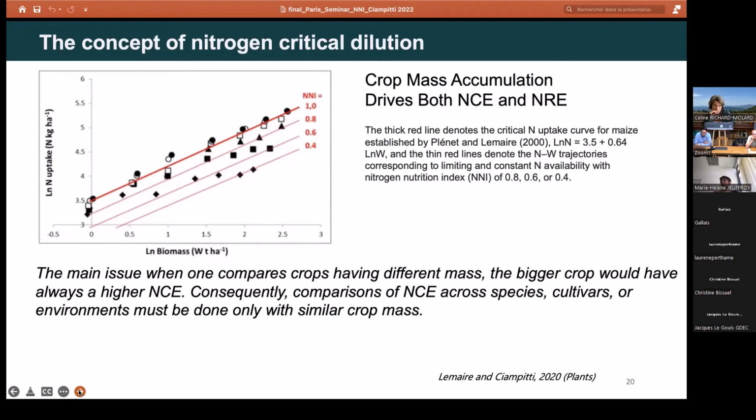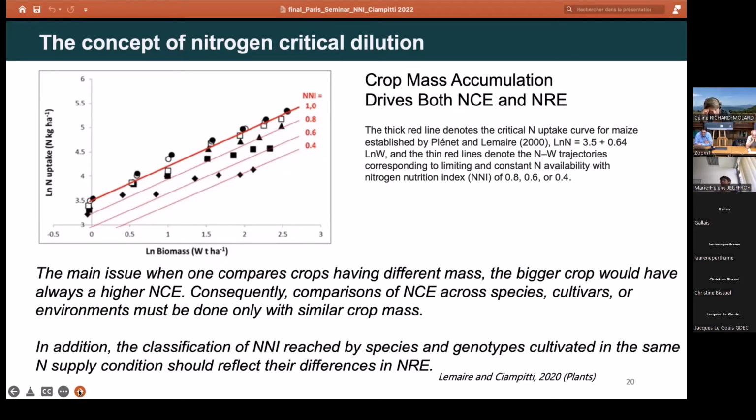And then when we want to make comparisons across species, we need to emphasize that it needs to be done at similar crop mass. And this is one of the reasons why, in many situations, integration of NNI into breeding programs is a challenge, because it's easier to just calculate yield and the fertilizer amount applied, and it's really hard to obtain the NNI or the plant N status at different points in the season.